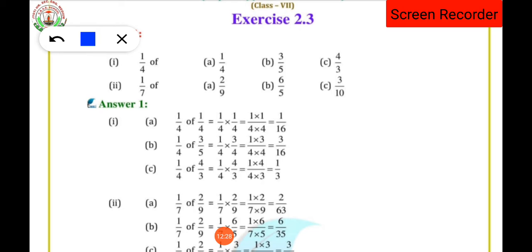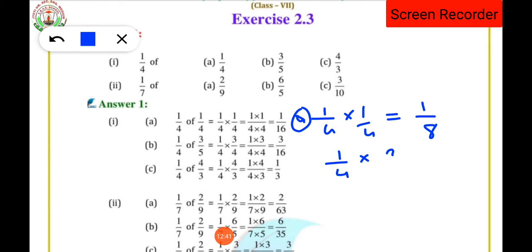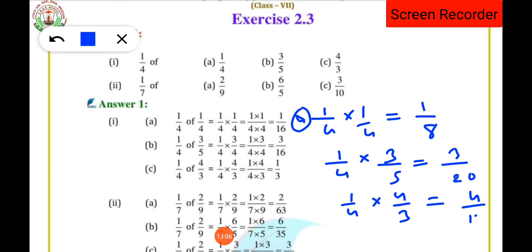First, 1/4 is going to be multiplied with 1/4, A part. So it will become 1/8. Then again 1/4 is going to be multiplied with 3/5. So it becomes 3 upon 3 5s are 20. Clear? Then again in the C part, 1/4 is multiplied with 4/3. So here we will get the answer 4 upon 4 into 3, which will be 12.